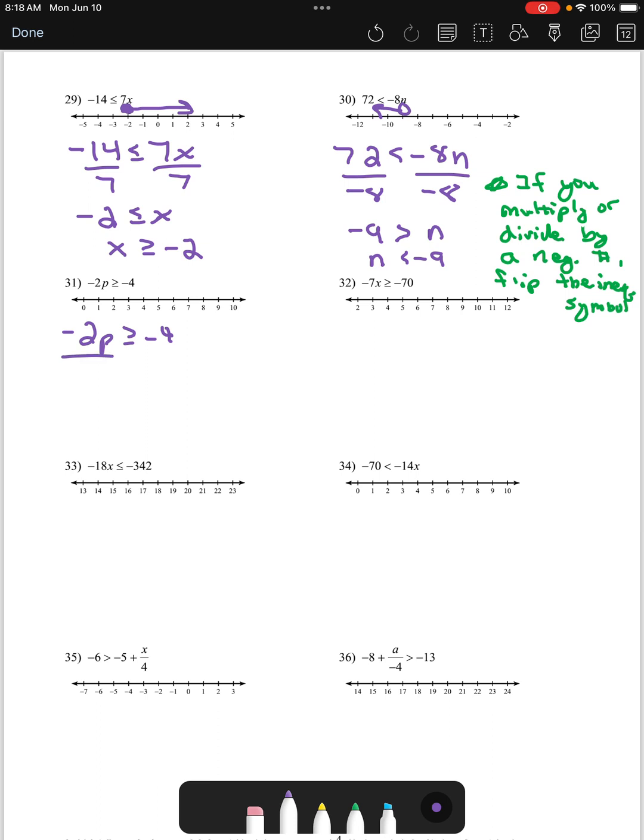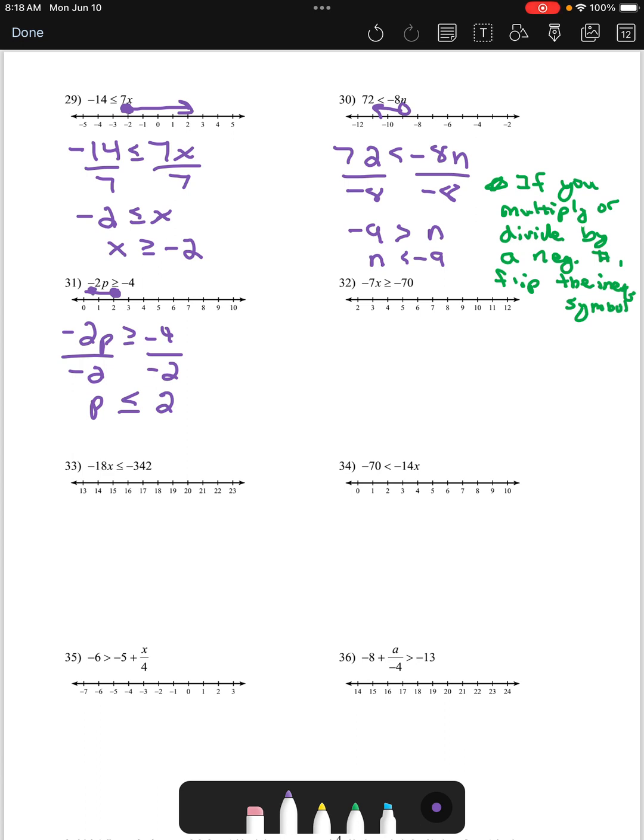So now let's do a couple of problems where we now know this in advance. Number 31, -2p is greater than or equal to -4. I'm going to divide both sides by -2. Because I am dividing both sides by a negative number, not because the 4 is negative, but because the 2 that I'm dividing by is negative, I am going to flip that inequality symbol the other way. Outside of that, I do the math normally. -4 divided by -2 is +2. P is less than or equal to 2 is the correct solution.